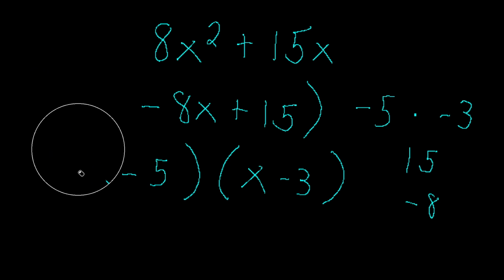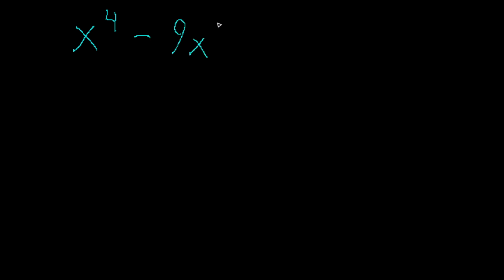All right, one more problem. We have x to the fourth minus 9x to the third minus 10x. All right, let's look for a common factor. Oh, this is 10x squared at the end there. And our most common factor is an x squared. So I'm going to pull out x squared.